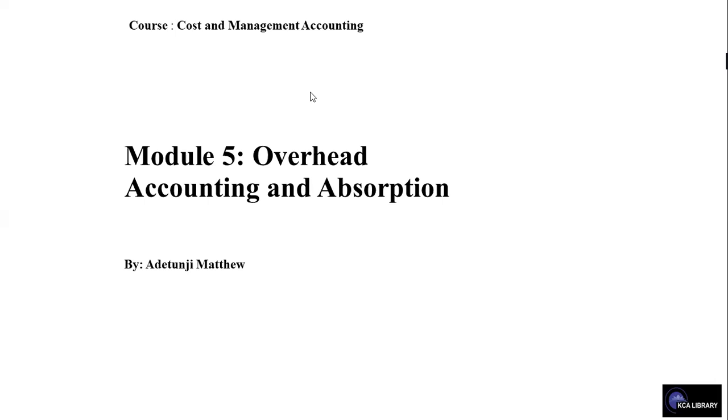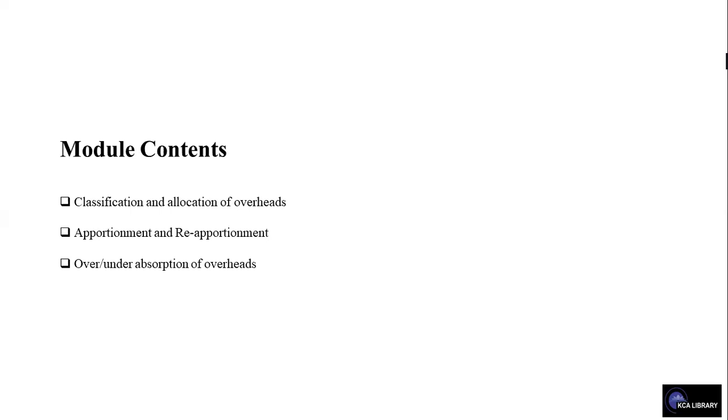Today we will be talking about overhead accounting and absorption. In looking at this, we look at the classification and allocation of overhead, apportionment and reapportionment, and over or under absorption of overhead. These are the things that we'll be looking at.